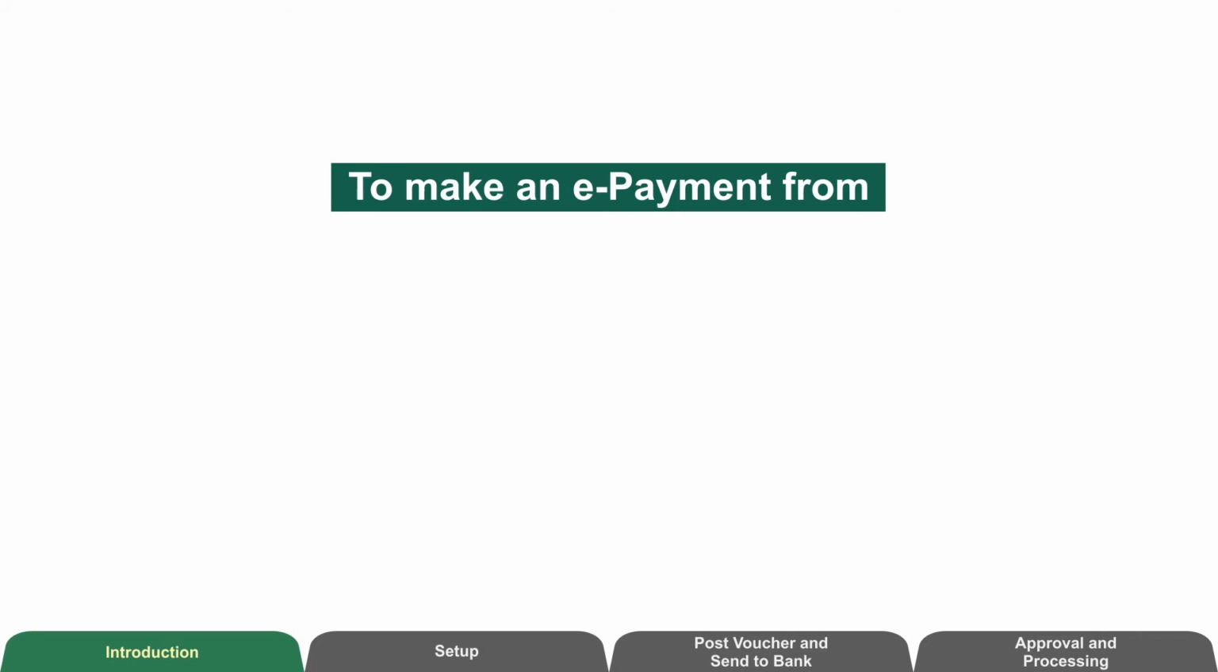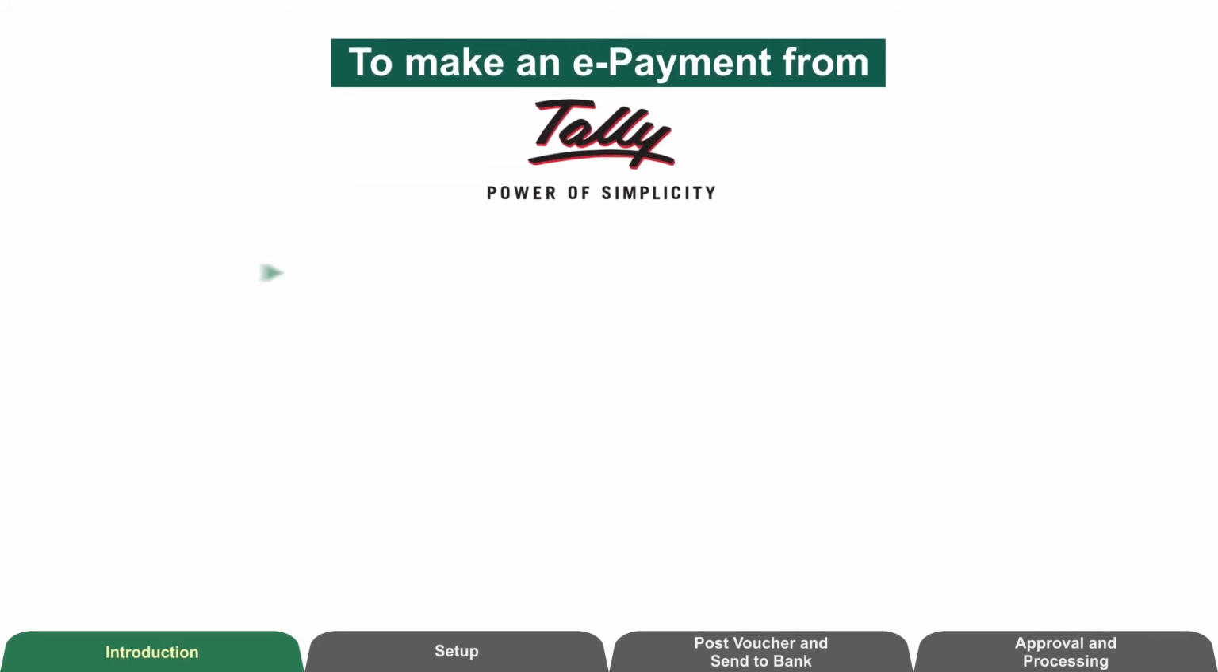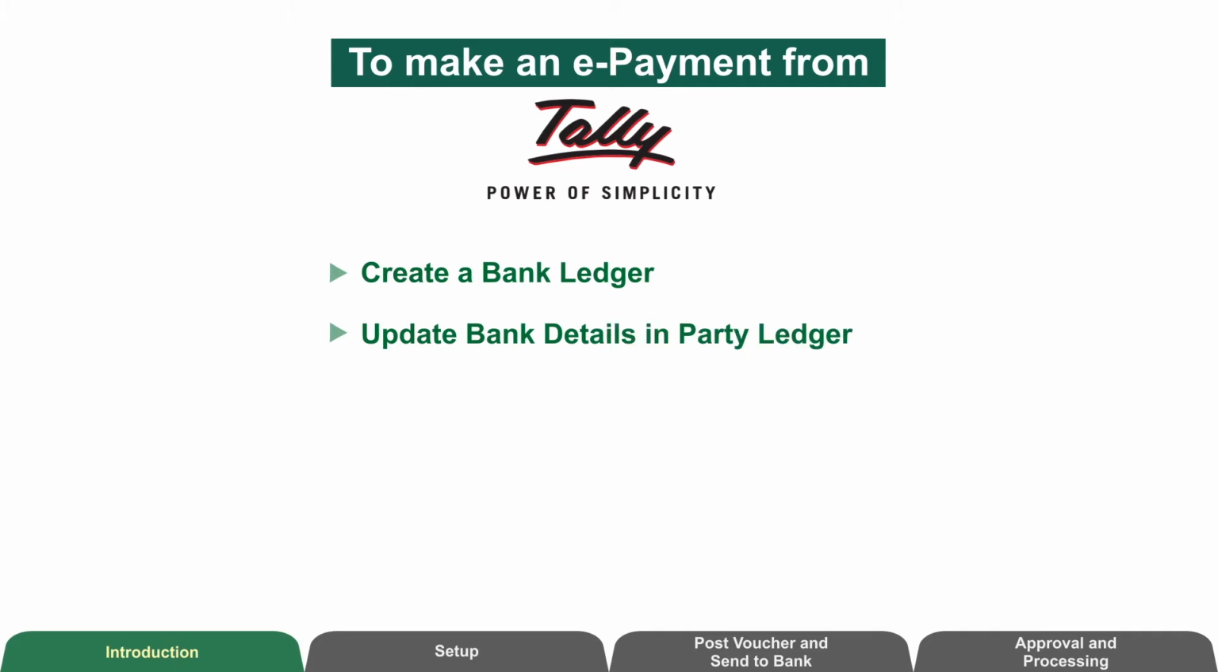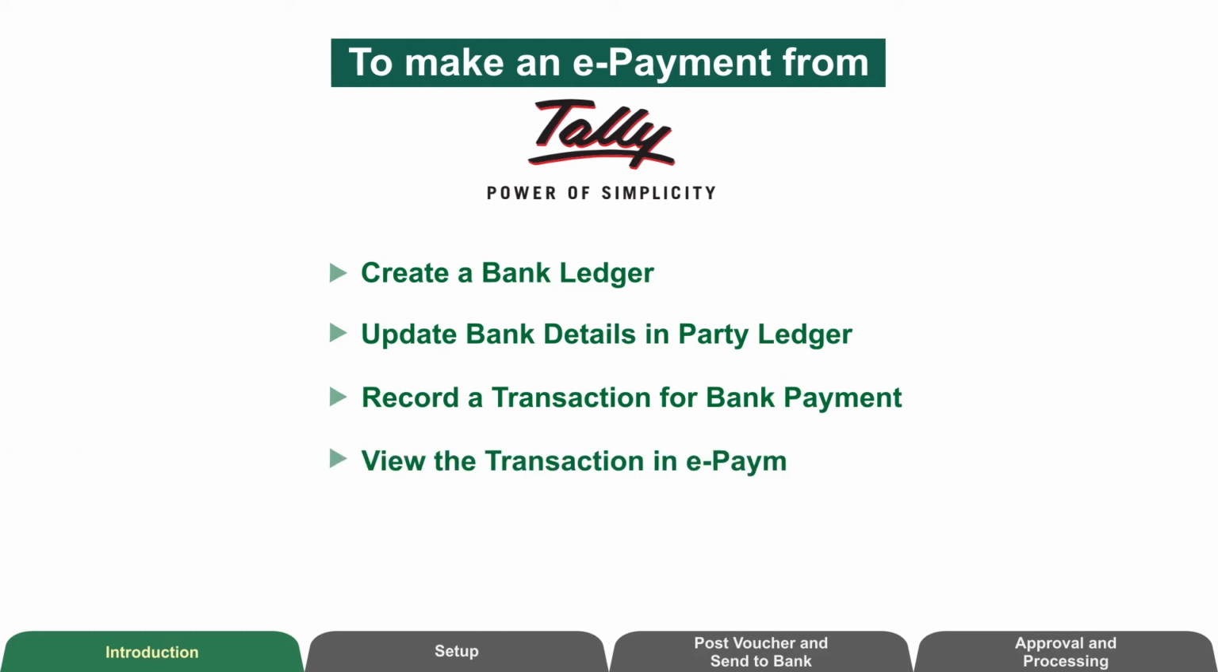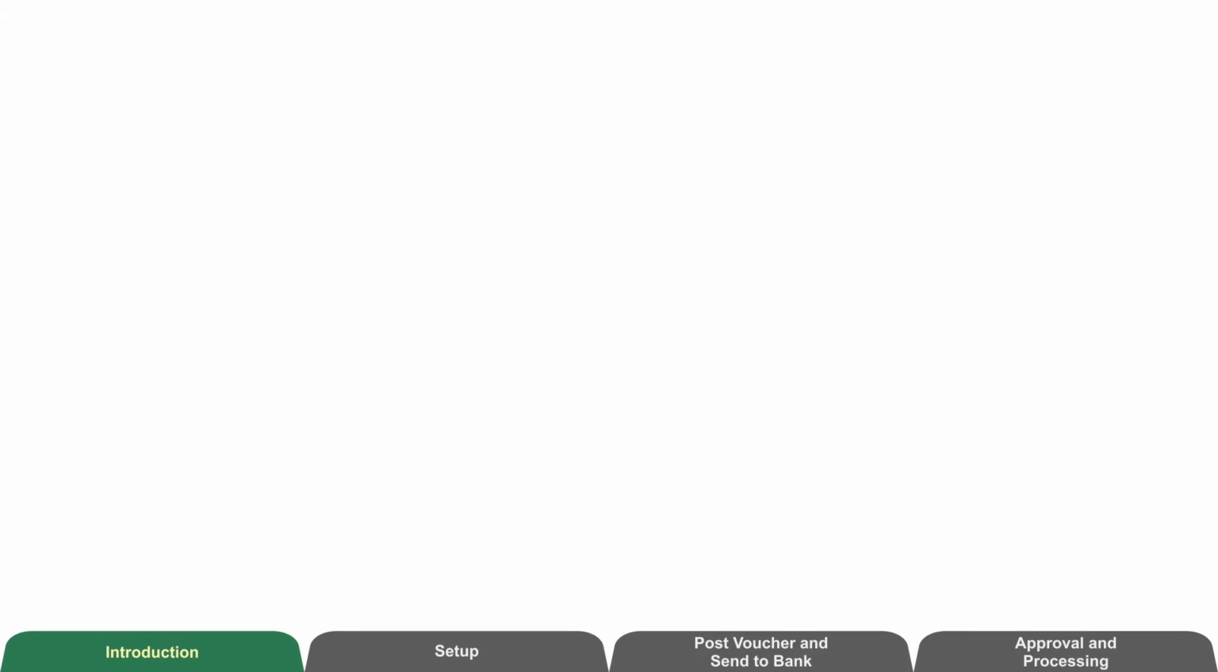To make an e-payment from Tally, we need to create a bank ledger, update bank details in the party ledger, record a transaction for bank payment, view the transaction in the e-payment report, and send the same to DBS Bank. In the next module, we will see how to carry out the first few steps of generating an e-payment report.